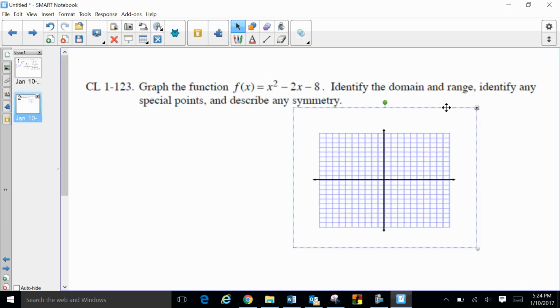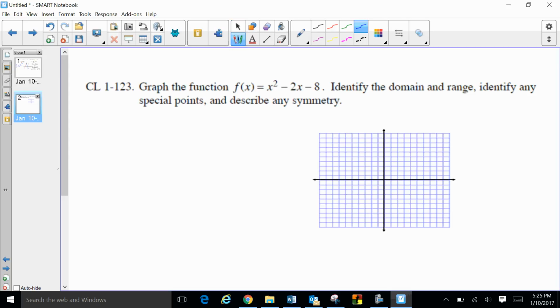All right, so it asks us to graph this and identify the domain and range. So the first thing I would do would be go to my calculator and not worry about where it says f of x. I would put it in y1. Clear out all the other stuff, and in the y1 on my calculator, I'd type in x squared minus 2x minus 8. I would get a table. That would be the next thing I do.